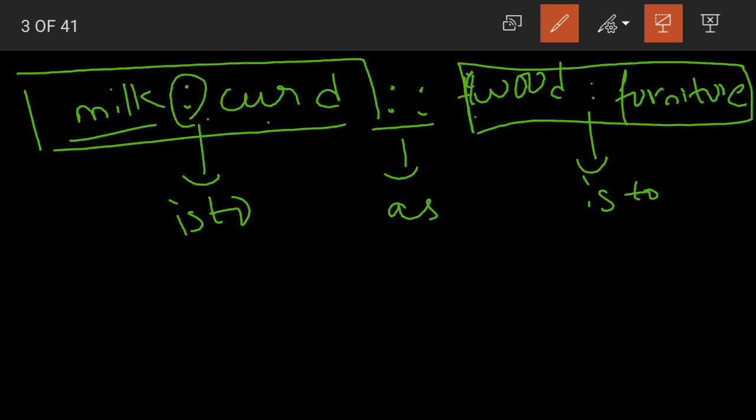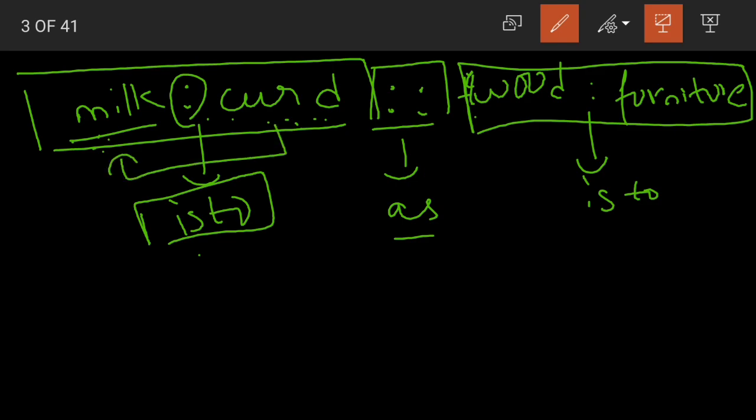Understood? How do we read this? These two dots here are read as is to, and these four dots here mean as. What is the meaning of this actually? That milk is to curd. What is the relationship between these two children? Milk and curd? Curd is made from milk. Now this is the relationship between our first pair of words, that is milk and curd. Curd is made from milk.